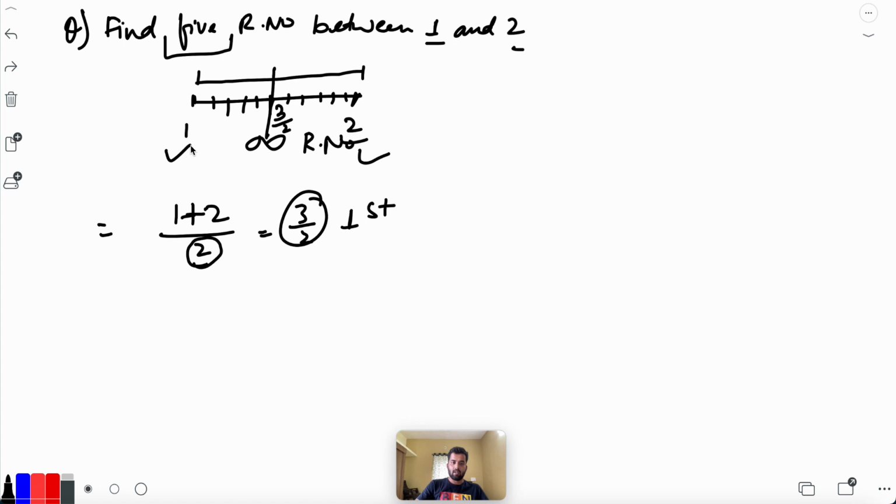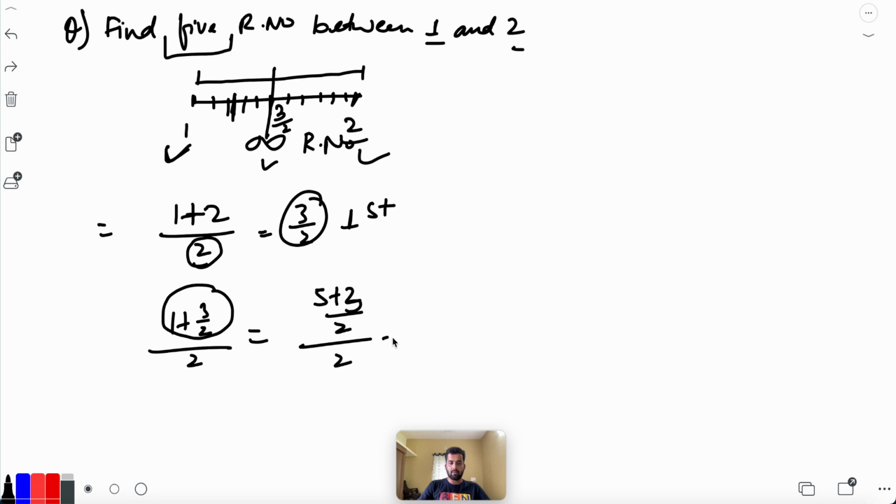Now for finding the second one, what can we do? Again take 1 and take 3 by 2 now. So 1 plus 3 by 2, divided by again 2. What will you get? Again the middle term, right? What is the answer of this part? First you have to solve this part only. 1 plus 3 by 2 is 5 by 2, and then divided by 2, so 5 by 2 by 2, and this will be multiplied, so 5 by 4. What is the answer?